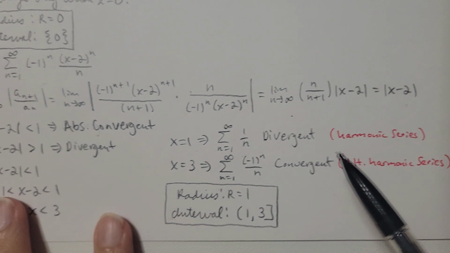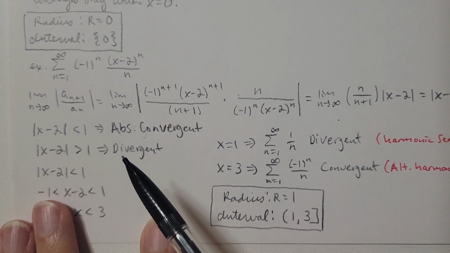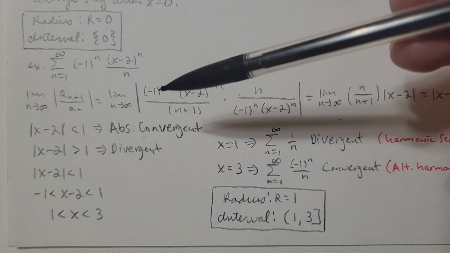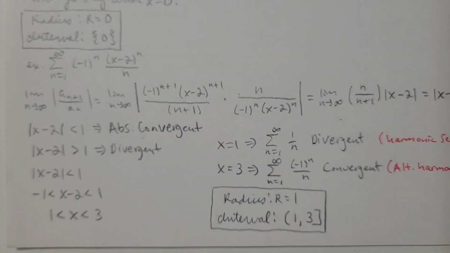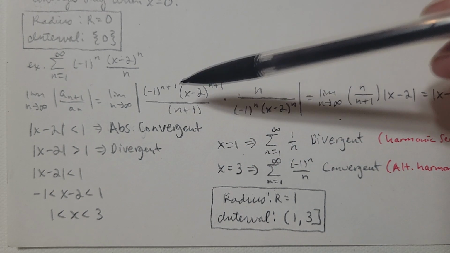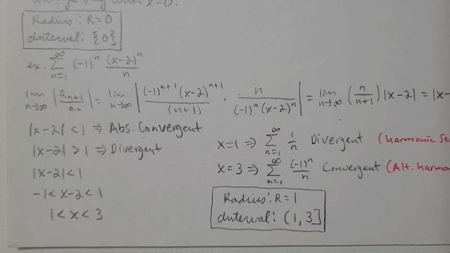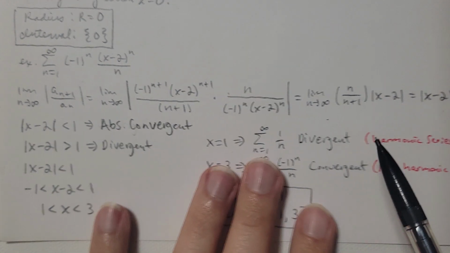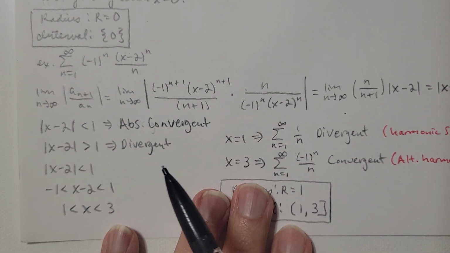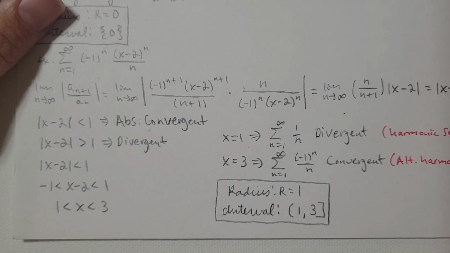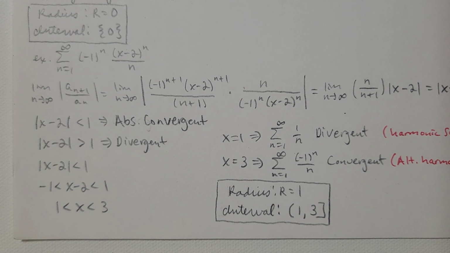Okay. Now, again, I'm using the ratio test. So what does that mean now again? It means that if the absolute value of x minus 2 is less than 1, you have an absolutely convergent series, and therefore it's convergent regularly. And if the absolute value of x minus 2 is greater than 1, you have a divergent series. If it's equal to 1, then the test is inconclusive there. You've got to find something else.